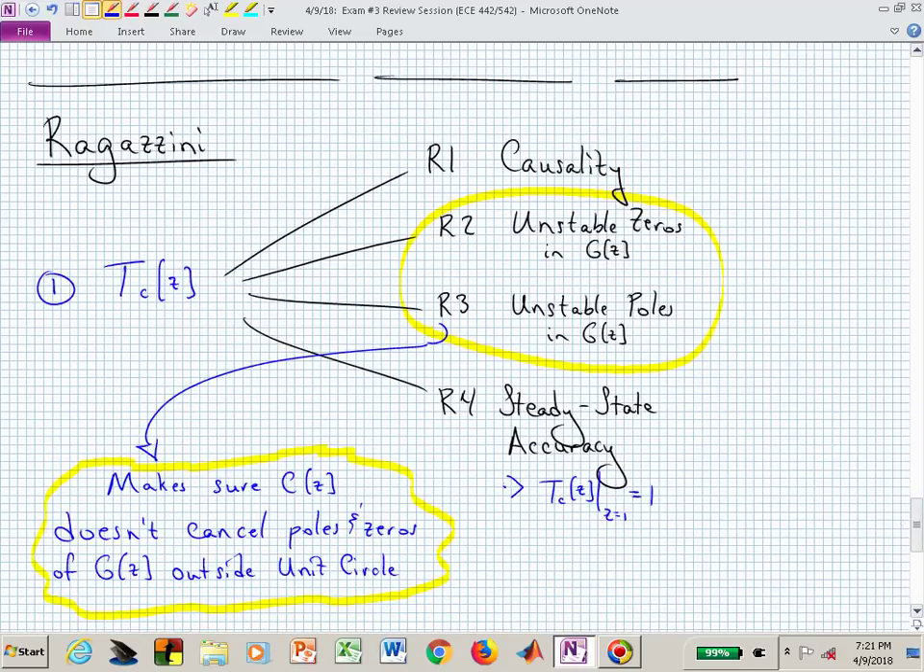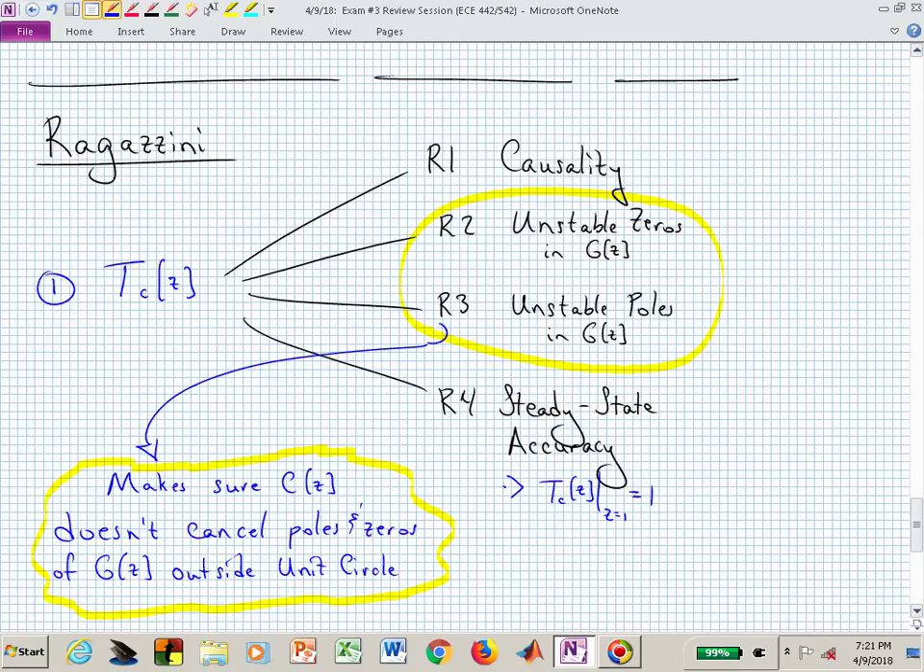Ragazzini in one screen. Well, actually, Ragazzini is really two steps. The first step is creating this desired closed-loop transfer function, T sub c of z. And on the exam, I may just ask you to go that far. Don't go any further. If I don't ask for the controller, don't give me the controller on the exam. Just give me T sub c of z. That's one of the parts that you have to be able to do. Maybe that's all I'm testing you on in that problem or that part of a problem. T sub c of z.